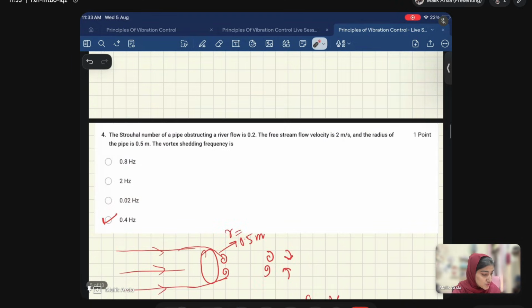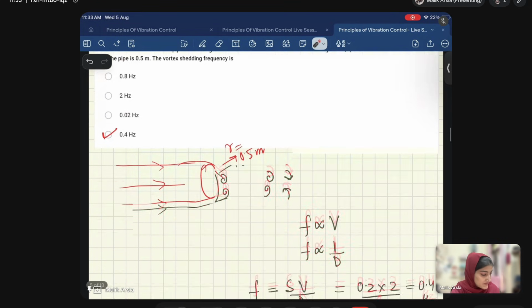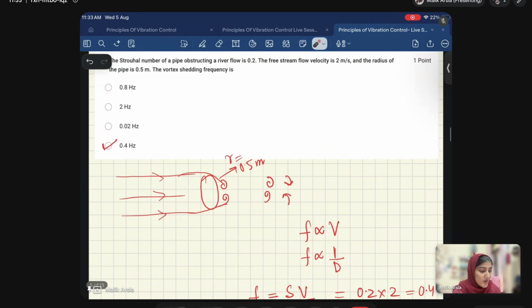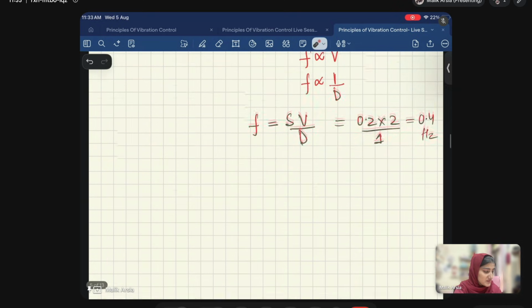Okay, so here also what we are being asked is the vortex shedding frequency when the Strouhal number is given, the free stream flow velocity is given, and the radius of the pipe is given. So we plug in these values, which is 0.2 into 2 upon the diameter, which is 1, twice the radius. So we get the frequency as 0.4 hertz. So that is the correct answer. And I hope this is clear.